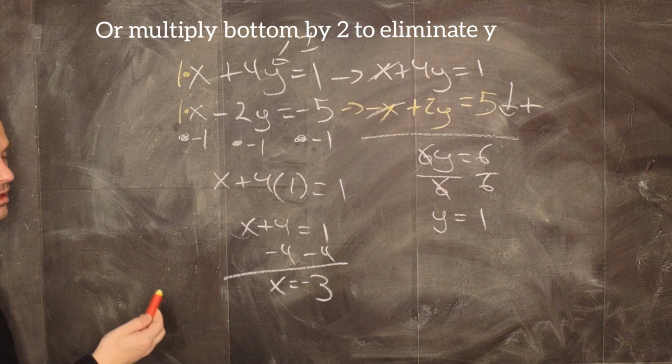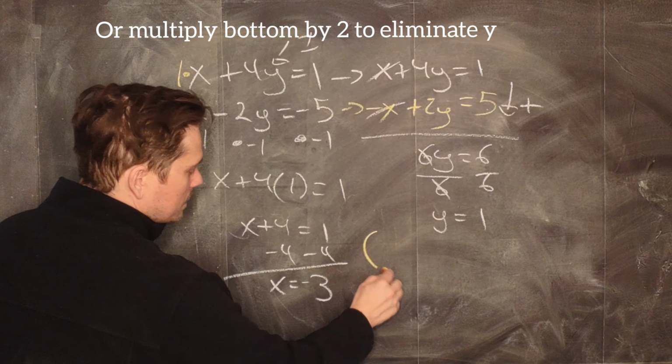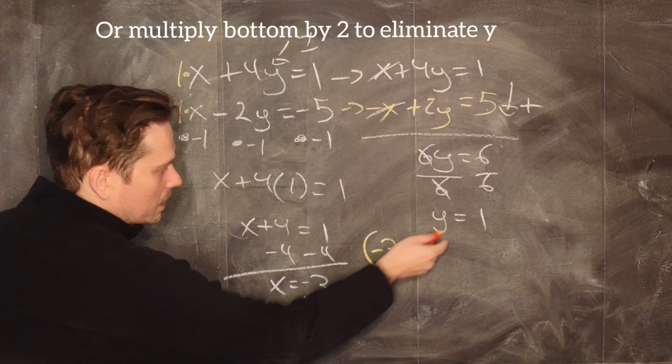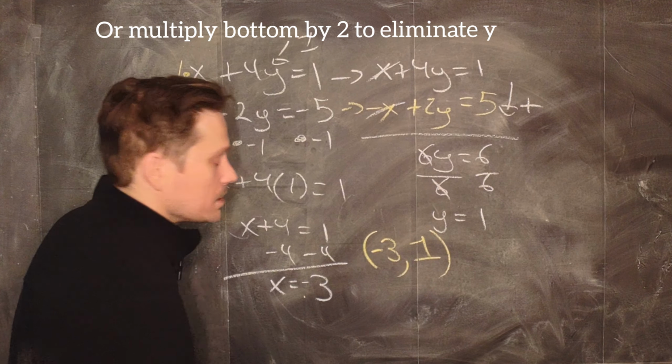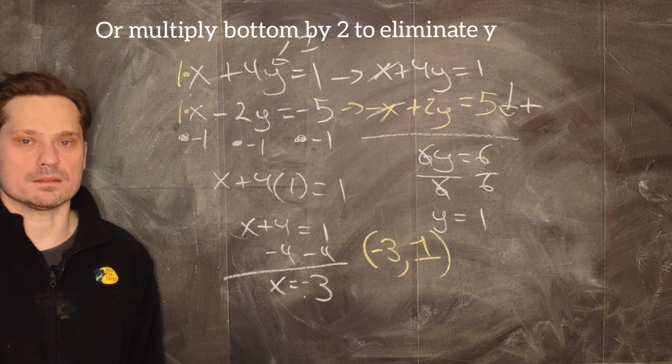Which means the overall solution to the system is this entire object that says that x is negative 3 and y is positive 1 right here. So it's the point negative 3 comma 1.